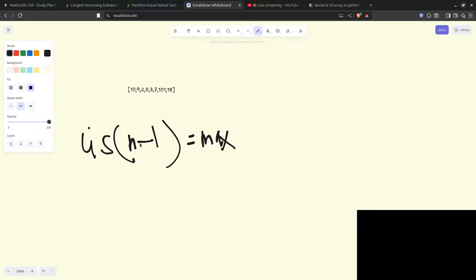Max length at this point is going to be equal to whether I include this or not. Then when I come here, it's going to be equal to whether I include this. I can include this if this is greater than this. So if this is less than the last one, and is greater than the last one.